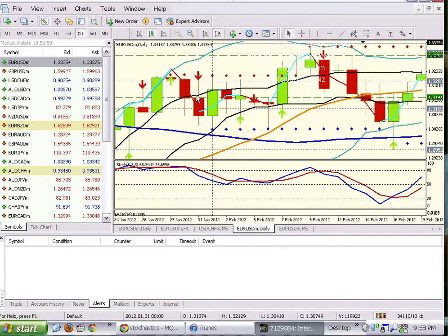Again, right here, another sell signal. Boom. Taken out probably on this one too. Buy signal. Boom. Taken out. See, these arrows just tell you when they cross. It doesn't say how much.